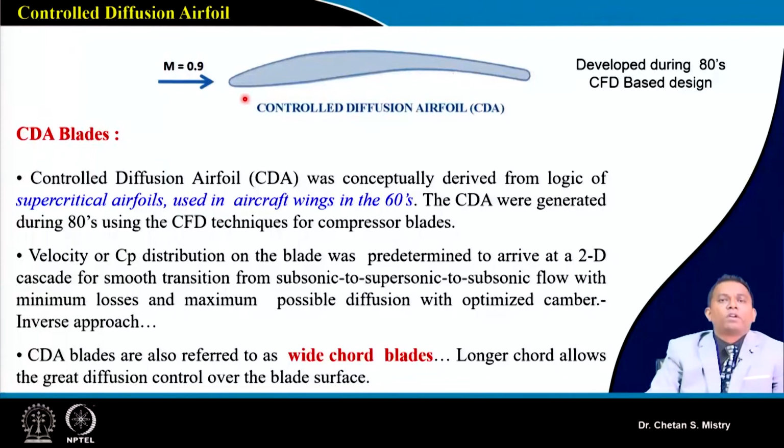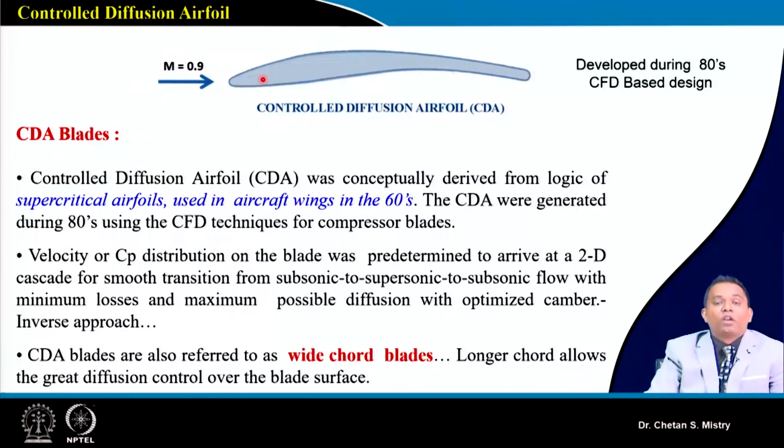Now, one more development was done during the 80s. At that time the computational tools, CFD, were getting matured. So by using those computational fluid dynamics tools, this aerofoil was developed. Here if you look at, this has a different shape compared to what we have seen in the double circular arc. It has a boomerang shape.